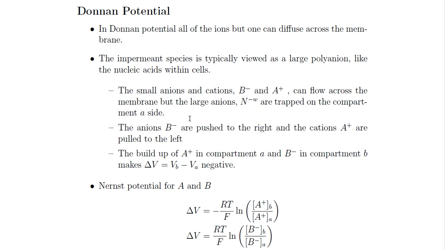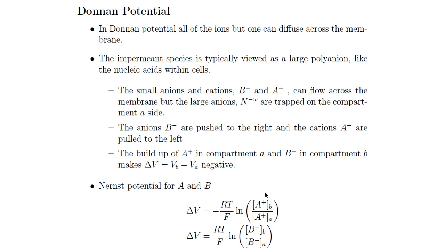Okay, so here we are saying that B minus moves from the A side to the B side, and A plus from the B side to the A side. So the build up of A plus in compartment A and B minus in compartment B makes a delta V, equal to VB minus VA, negative.